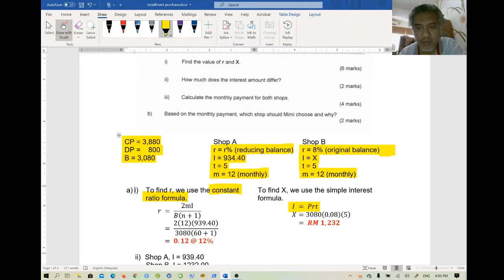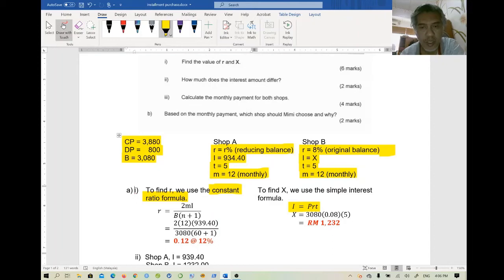So you substitute P with 3080, and then you have the interest rate given at 8%, so 0.08, and the time here will be in the form of years, so you have 5 years over here. So T is equal to 5. Substitute everything and evaluate this value. So you get the answer to be X is equal to RM1232 ringgit.